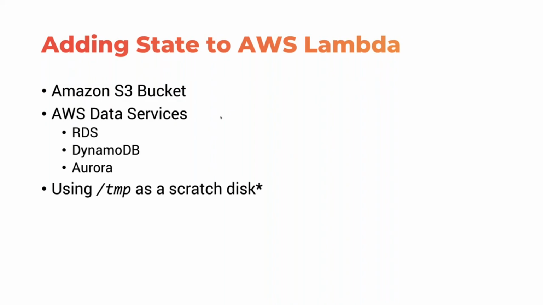But if you want to quickly do something, for example, download a zip file, unzip it, process every file in the zip file and write it to S3, /temp could be a potential target to expand the zip file and process. So it is typically a scratch disk, but it's not a long-term or a persistent storage choice.